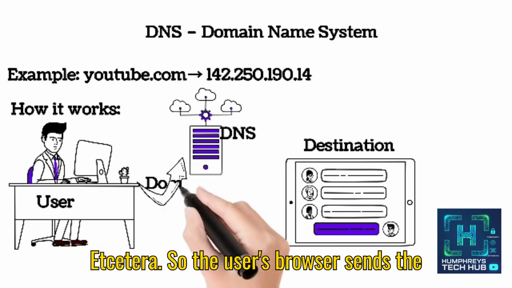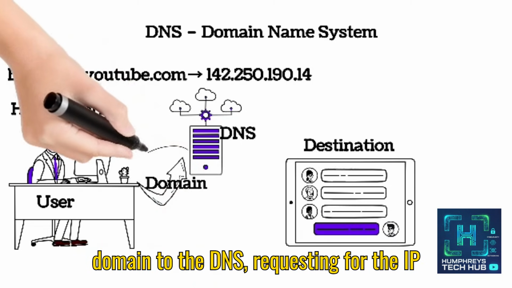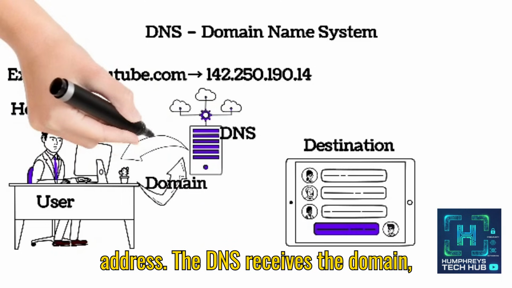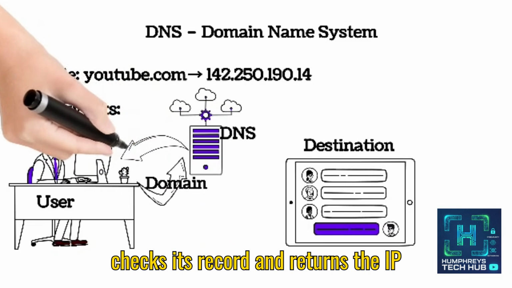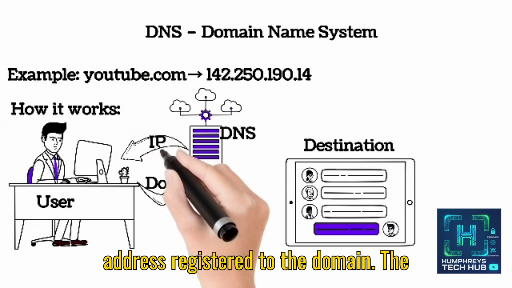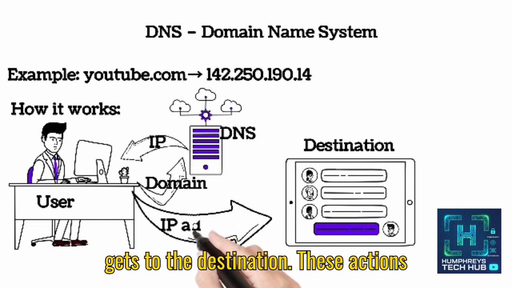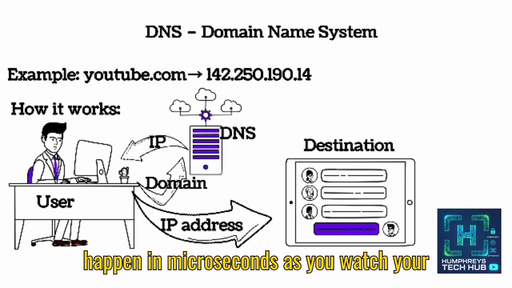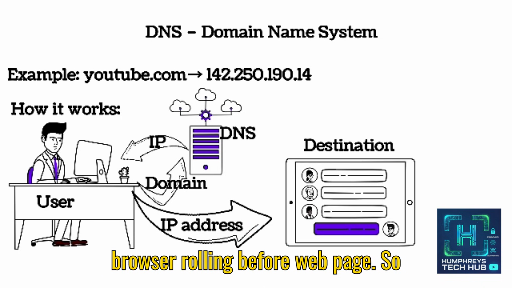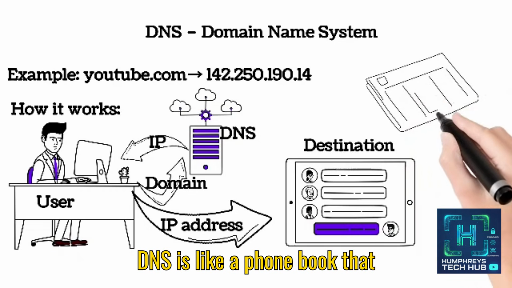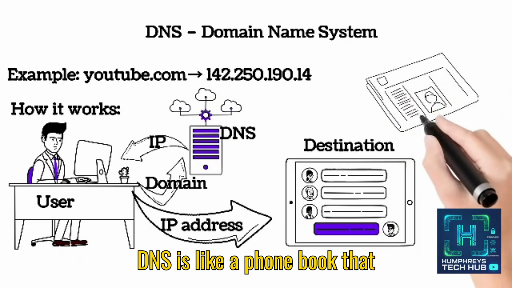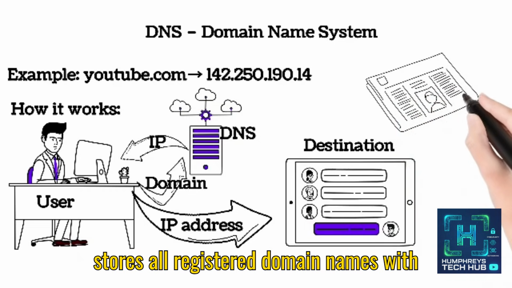So, the user's browser sends the domain to the DNS requesting the IP address. The DNS receives the domain, checks its record, and returns the IP address registered to the domain. The user's browser uses the IP to search and gets to the destination. These actions happen in microseconds as you watch your browser rolling before a web page opens. So, DNS is like a phone book that stores all registered domain names with their corresponding IP addresses.